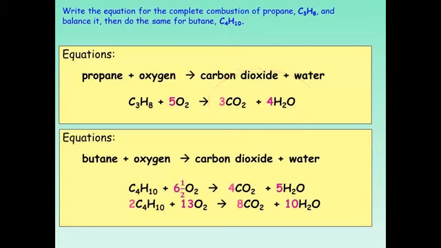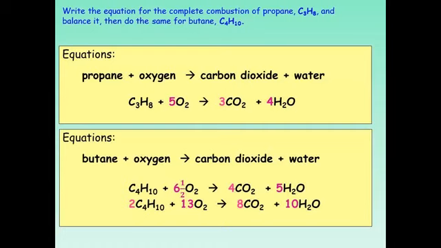And the final reaction with butane, if we react that with oxygen, again forming carbon dioxide and water, we can write this in 2 ways. We can either have 6.5 O2, meaning that in total we will have 6 times 2 plus half an O2, so that would be 12, 13 O2, forming 4 CO2s and 5 H2Os.